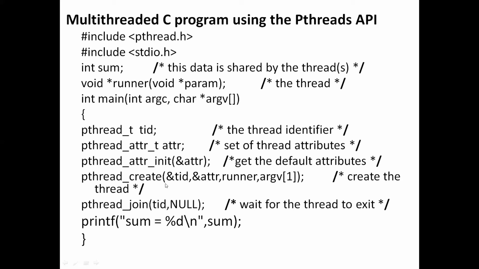The pthread_create method is used to create the thread. This is the statement which is used to create the thread. For this pthread_create method, we are passing 4 parameters, that is &tid, &attr, runner, comma argv. These are the 4 parameters we are passing.